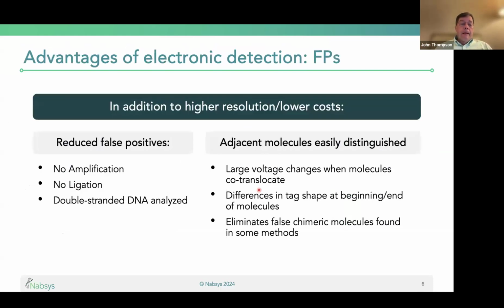Now, the advantages of electronic detection, one thing is a very low false positive rate. You don't amplify the DNA, you don't ligate the DNA, and you're looking at double-stranded DNA, so you don't have to worry about any secondary structure artifacts because it's all double-stranded. You can also easily distinguish molecules from each other. The nanochannels are much wider than, for example, the nanopores you'd see in Oxford nanopore system.